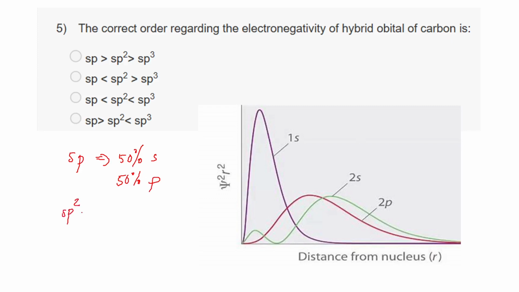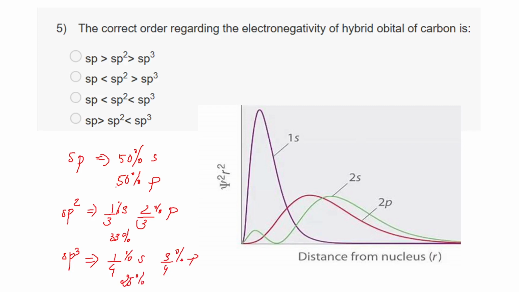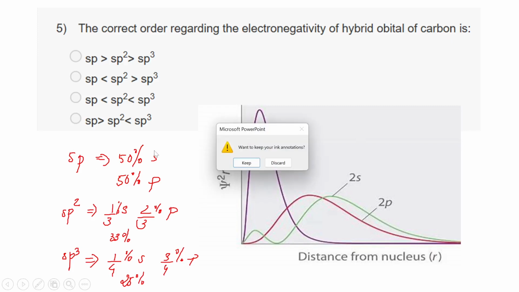Like that, sp2 will have 1 by 3 s character and 2 by 3 p character. So this essentially will come around to 33 percent or so. Then we have sp3. This is 1 by 4 s character plus 3 by 4 p character. So this will come around 25%. Okay. So from this, I think it is clear which one will have more electronegativity. Can you put it in the chat box? Which option is the right one?